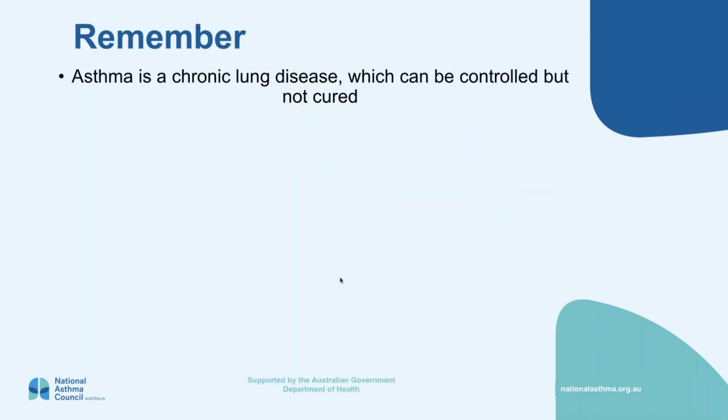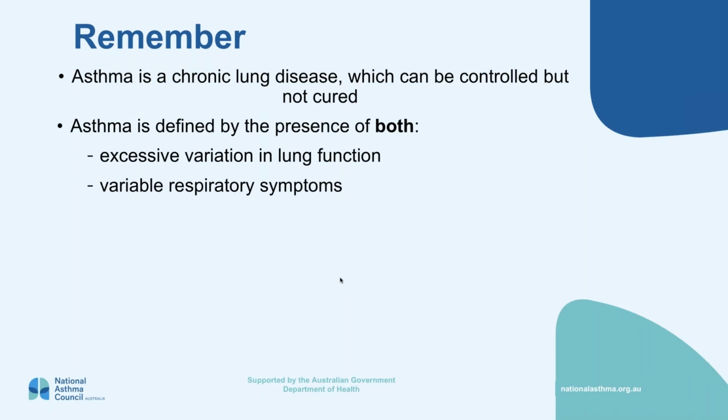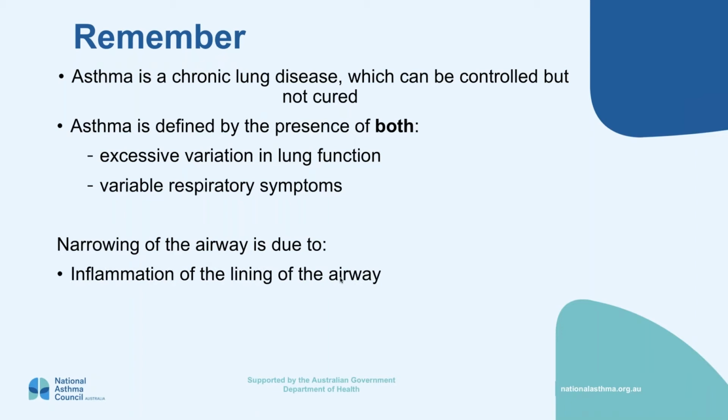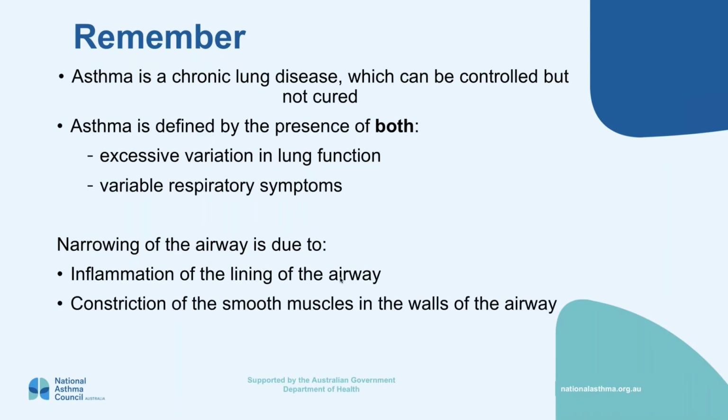So remember that asthma is a chronic lung disease which can be controlled, but it can't be cured. Asthma is defined by the presence of both of the following: excessive variation in lung function and variable respiratory symptoms. Asthma is an obstructive disease, and airflow obstruction is caused from excessive airway narrowing. And narrowing of the airway is due to inflammation of the lining of the airway and constriction of smooth muscles in the walls of the airway.